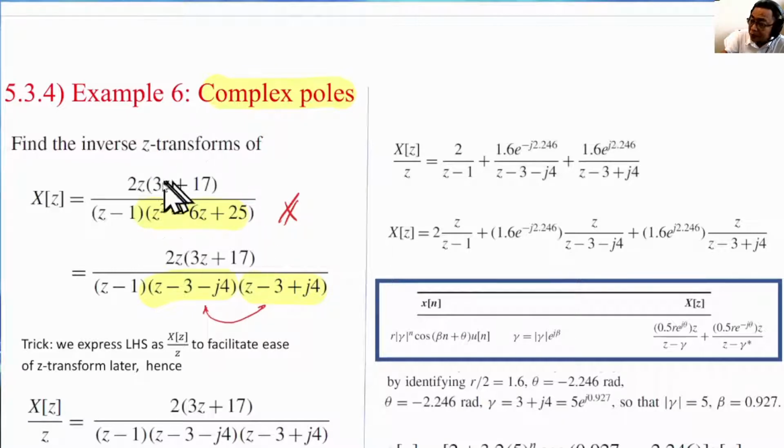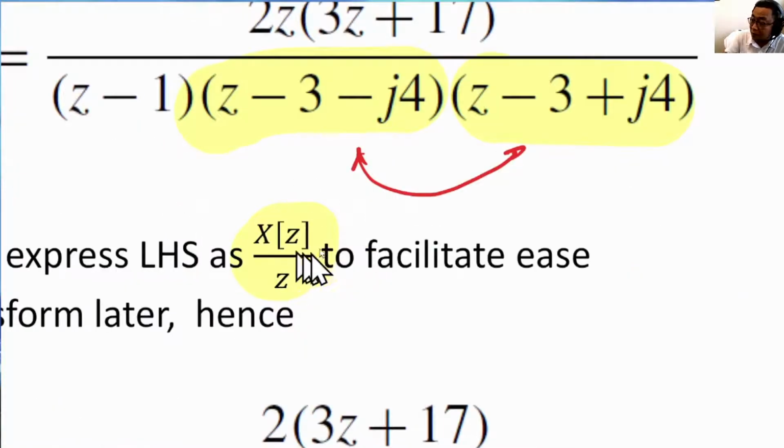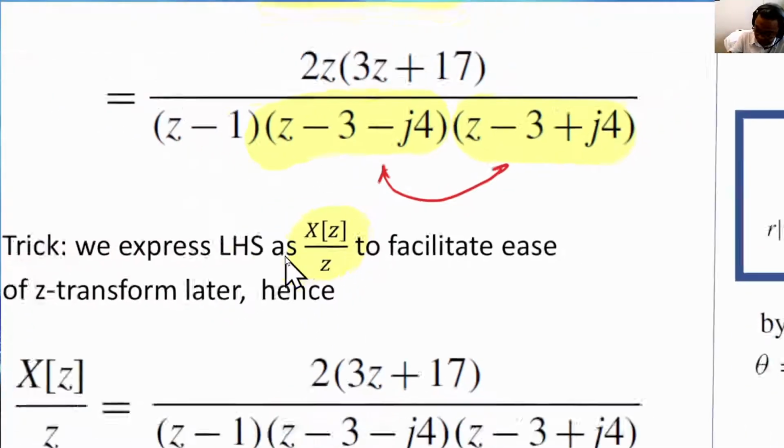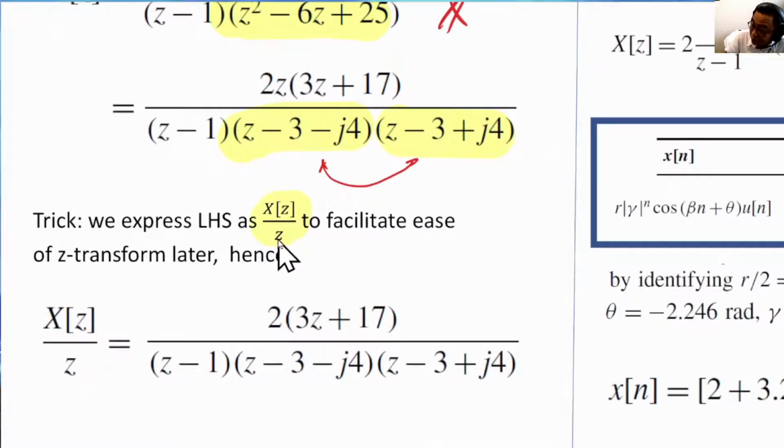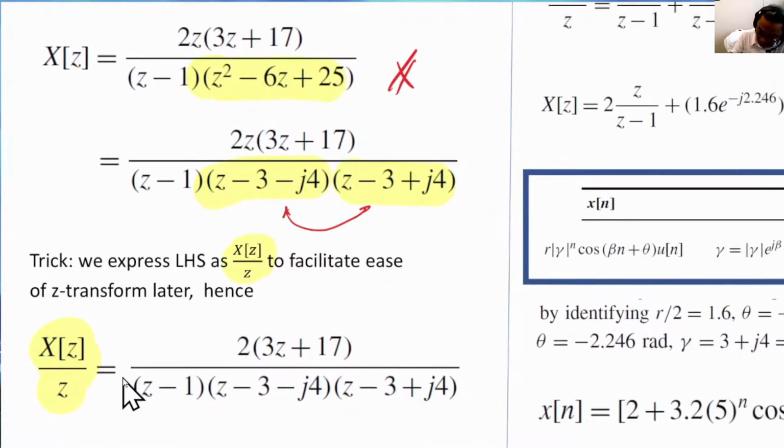Now again, when we are playing with positive powers of z, the first trick is to move one of the z to the left hand side so that we have X(z) over z, because we have to move the z at the denominator to the right hand side later. So this is actually the same as the top, except that we are moving this z below. So the numerator becomes 2 times (3z plus 17). The denominator remains the same.